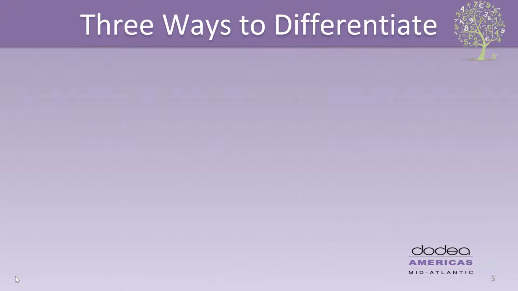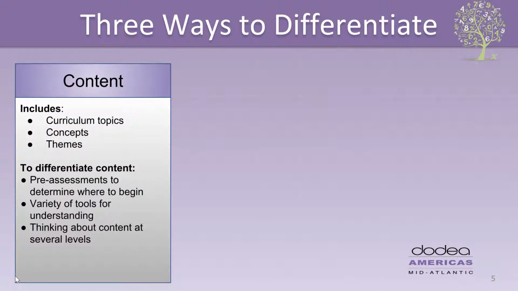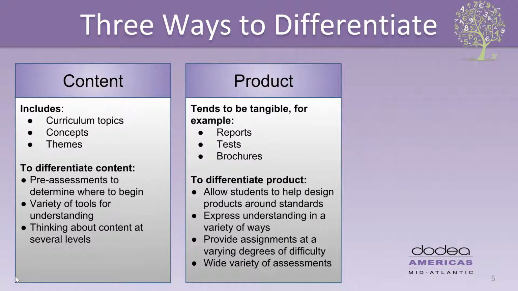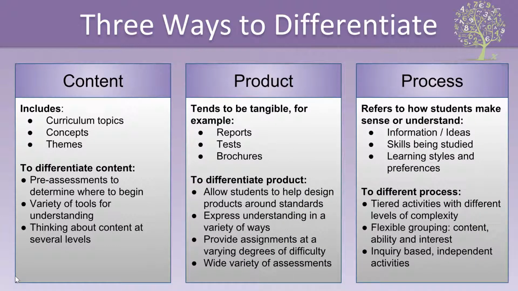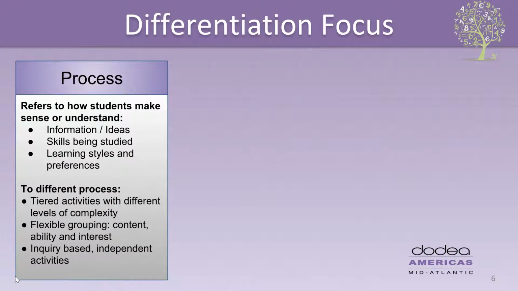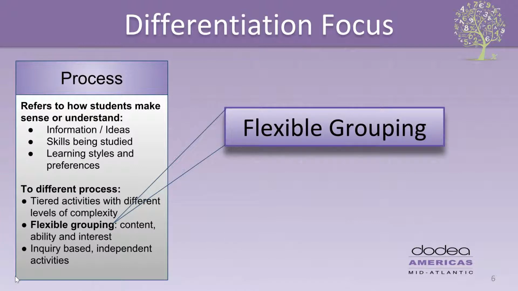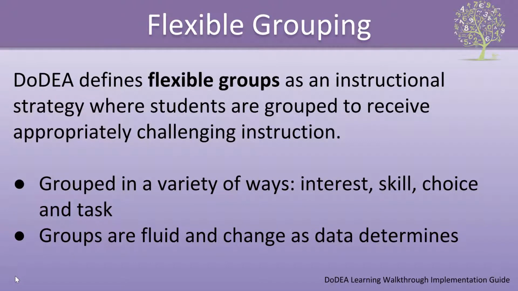We are going to take a brief look at 3 of the ways you can differentiate. You can differentiate by content, by product, and by process. In this video, we're going to focus on process, and more specifically, flexible grouping. DODEA defines flexible grouping as an instructional strategy where students are grouped in a variety of ways that changes regularly based on needs.